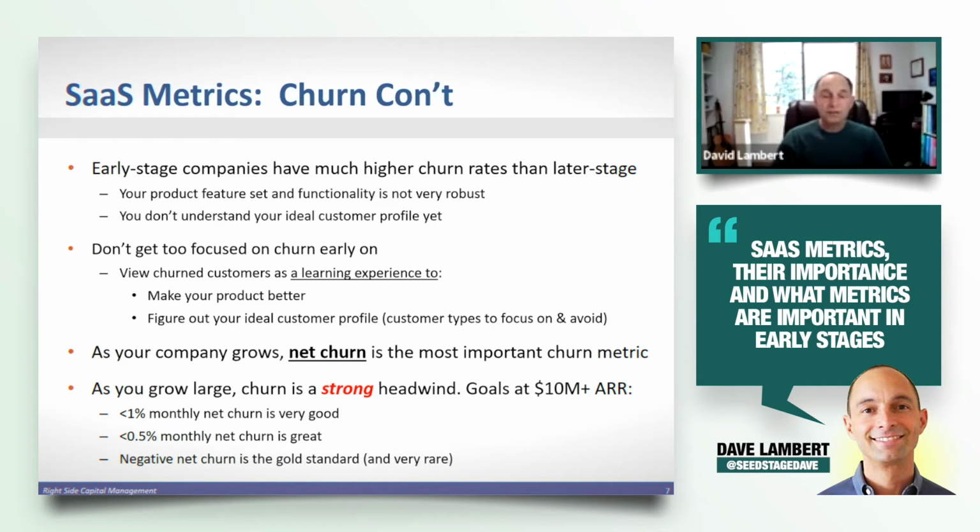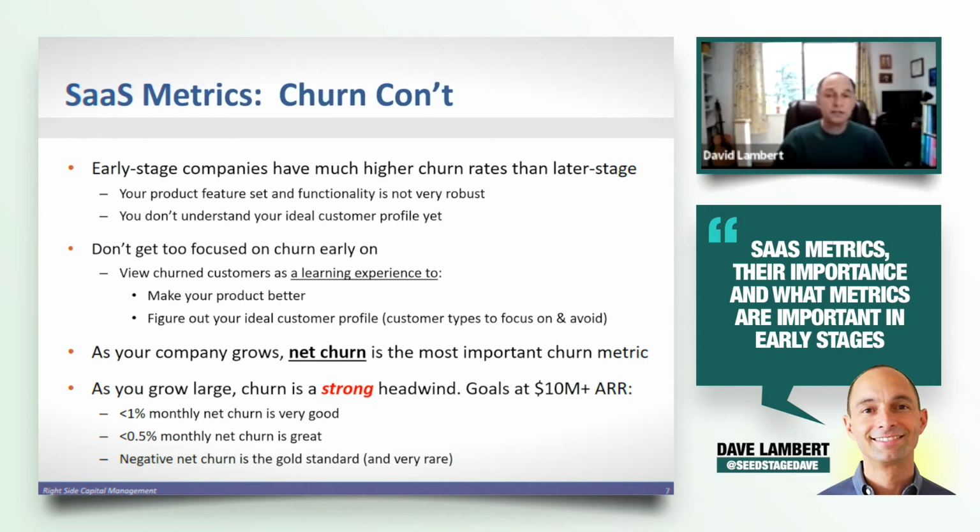So here are the goals eventually, once you're pretty large and established. Ideally, you want to get to less than 1% net churn. If you get that, you're in the very good category. If you're below 0.5%, you're solidly in the great category. And the ultimate ideal and the gold standard, and it's very rare to achieve this consistently over time, is net negative churn.